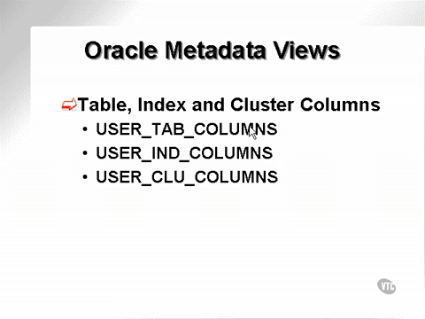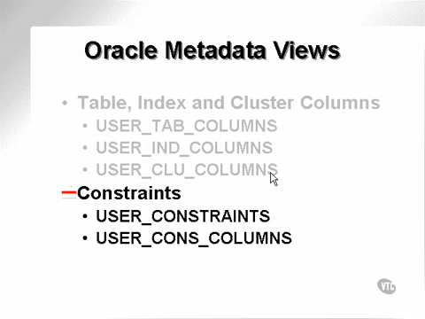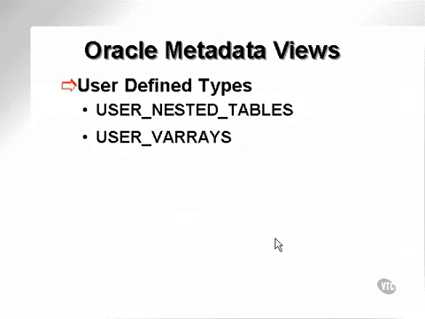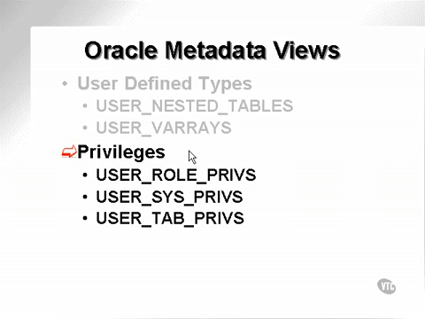These three views allow us to look at the columns in tables, indexes, and clusters. These two views allow us to look at constraints and constraint columns. These two views allow us to look at user-defined types such as nested tables and VARRAYs. These three views allow access to privileges, namely role privileges, system privileges, and table privileges. We will look into privileges at a later stage.